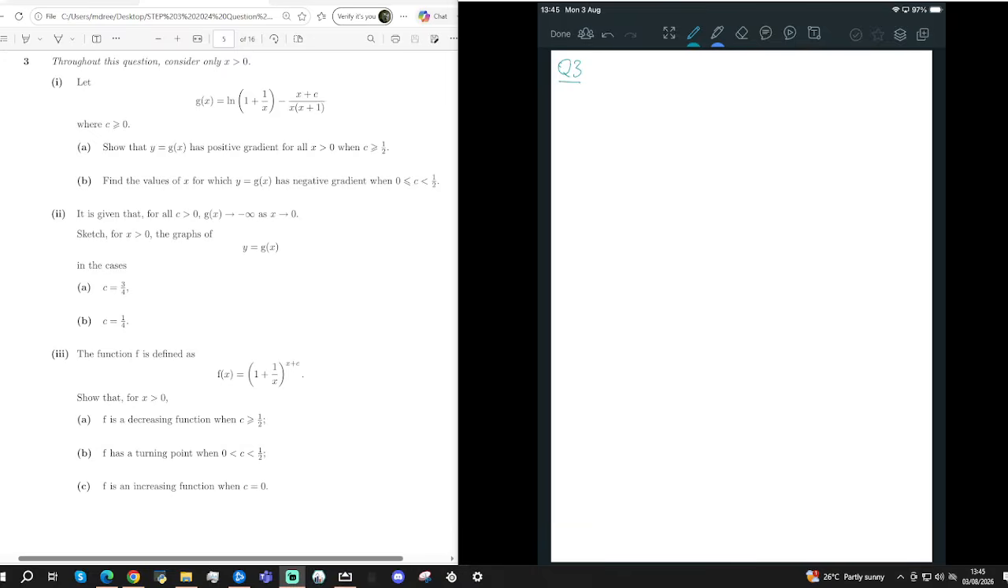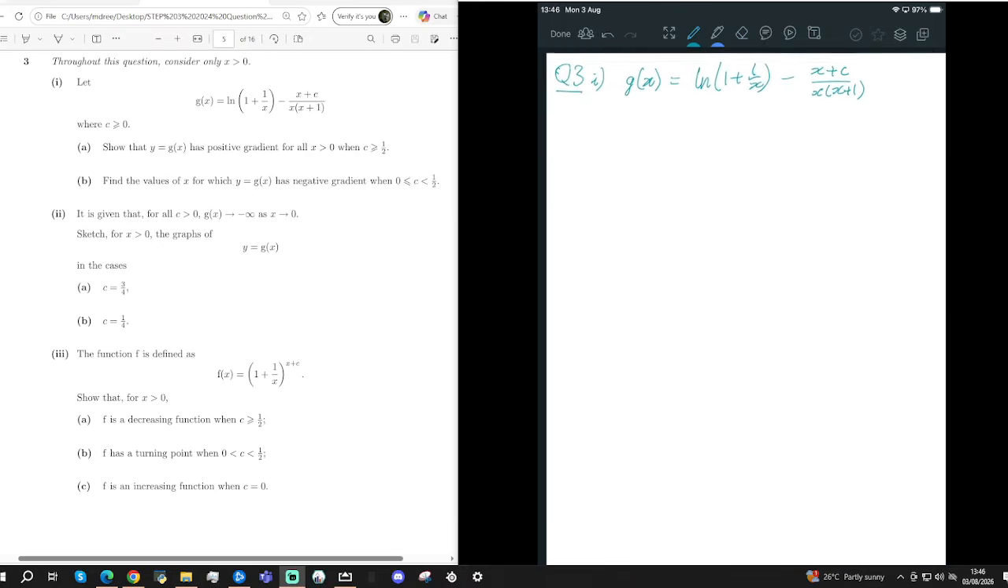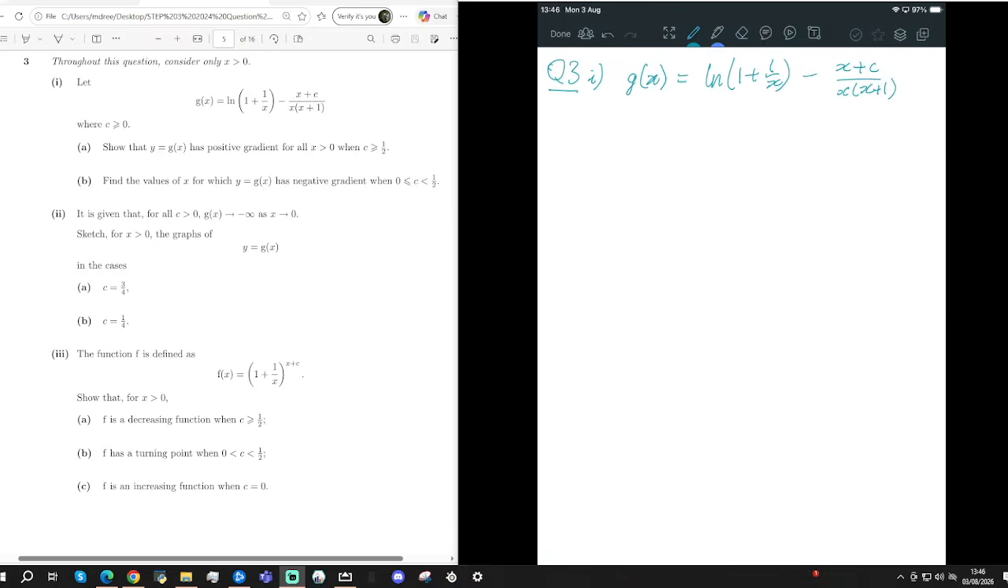So here we are in question 3 on the Step 2024 Step 3 paper. Here we have a function defined, g of x is defined as a ln of a fraction, and we're subtracting off a fraction. It might be worth considering what this function might do. How might it behave?